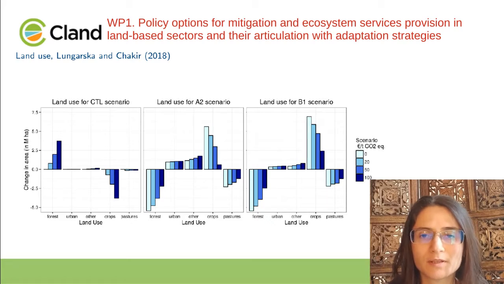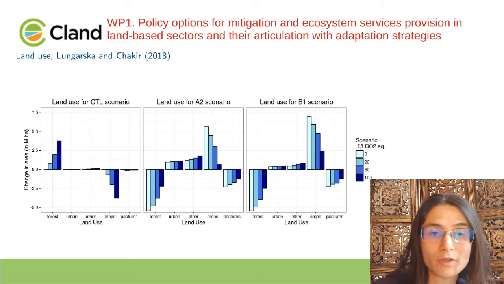The difference in the evolution of the urban surface between these 2 scenarios are related to the demographic assumptions behind the 2 IPCC scenarios A2 and B1. We can see also that when we introduce the greenhouse tax in terms of euros per ton of CO2 equivalent, here are given the levels going from 0 to 20 to 50 and 100 euros per ton.